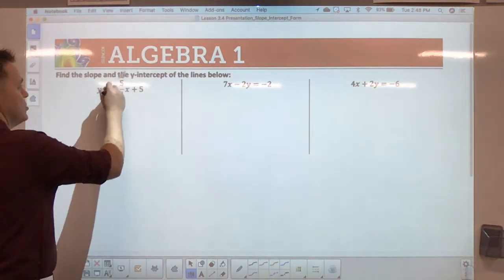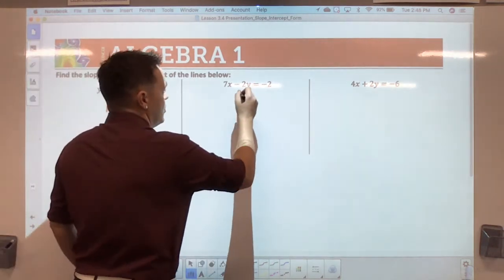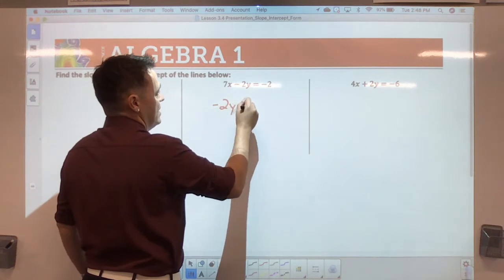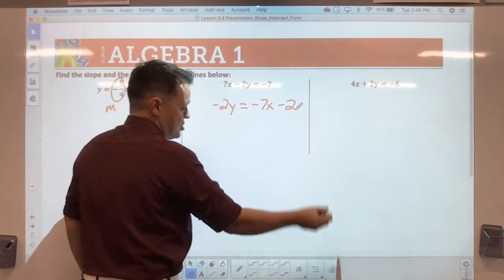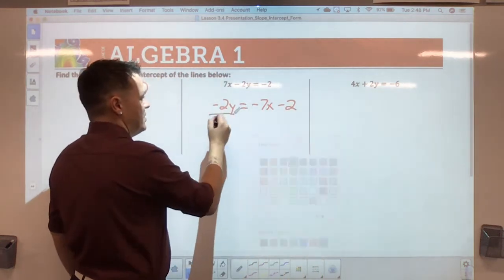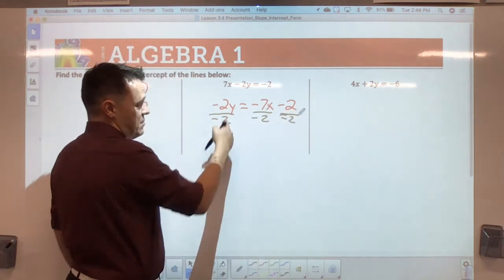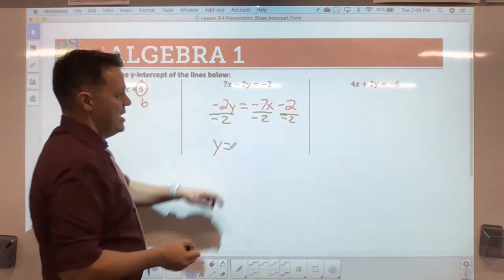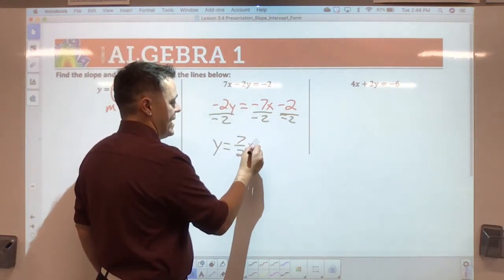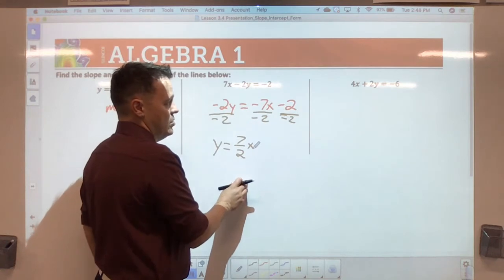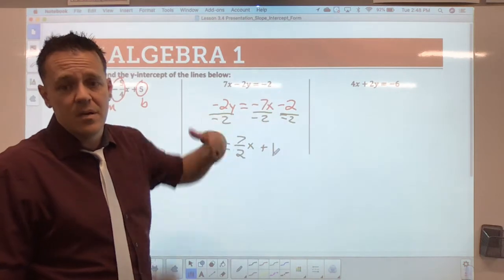All right, so do this quick. That's your m, that's your b. You would do negative 2y equals negative 7x minus 2, because you're going to subtract it from both sides. And then you would simply divide by negative 2. Now when you do that, this is going to be y equals, and a negative divided by a negative makes this positive, and you put an x on it so you know this is your slope, 7/2. And then this would be a plus 1, because negative 2 divided by negative 2 is a positive 1.